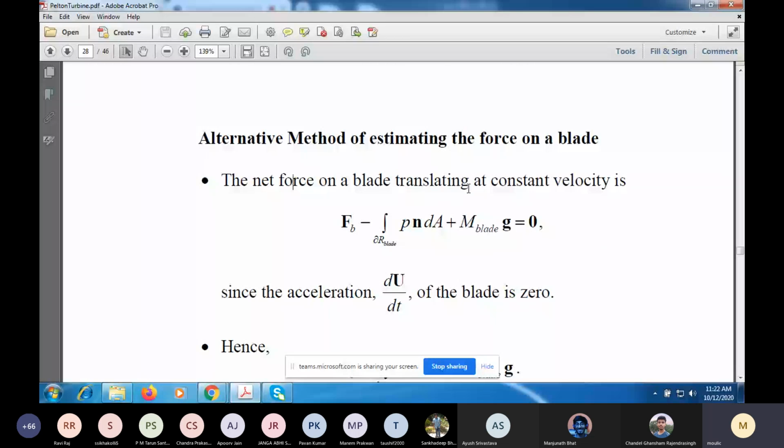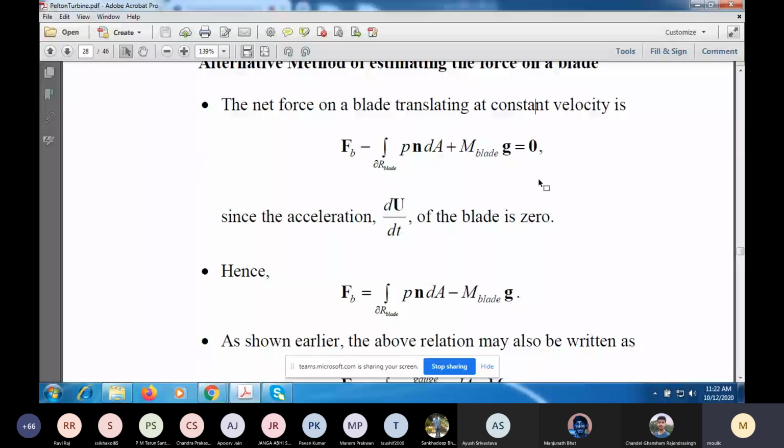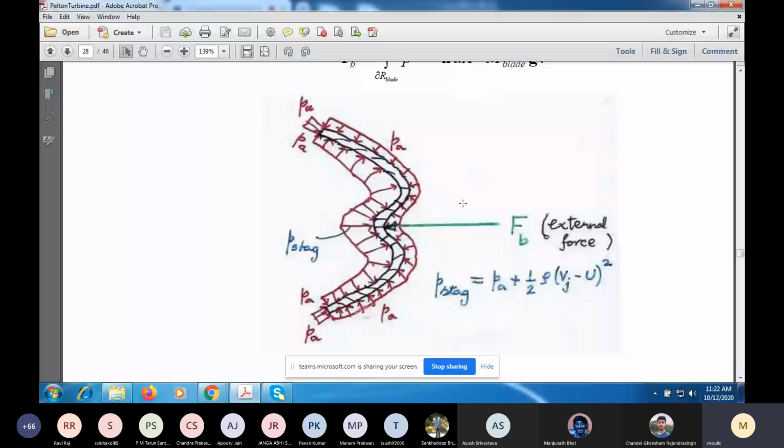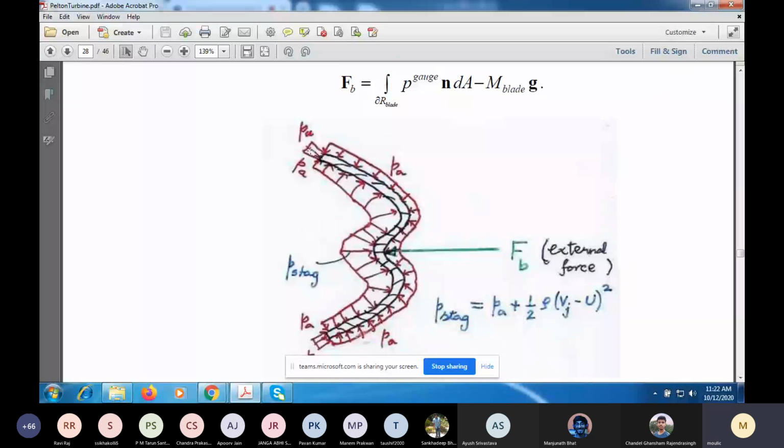Well, if the blade is translating at constant velocity, then the acceleration of the blade is zero. So the sum of the forces will be zero. Here I have not shown the body force. I've just shown the free body diagram with the vane and the distributed force due to pressure outside. So you have air on the right hand side, where the pressure is PA. On the left hand side, sorry, you don't have air. You have liquid. So this is the wetted surface of the vane, and the pressure here is more than atmospheric pressure.